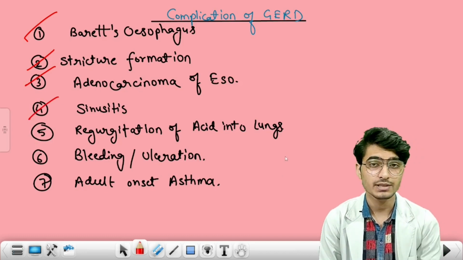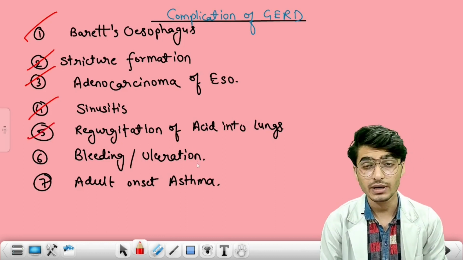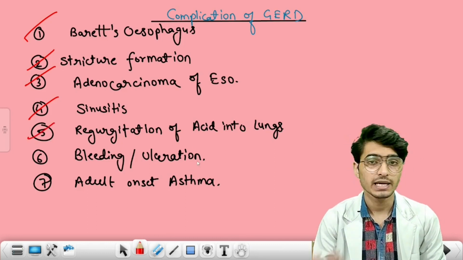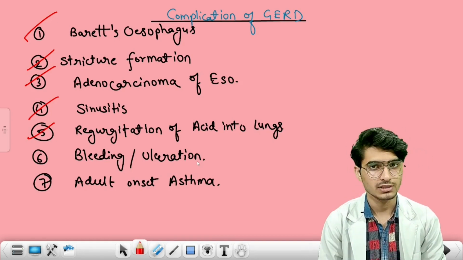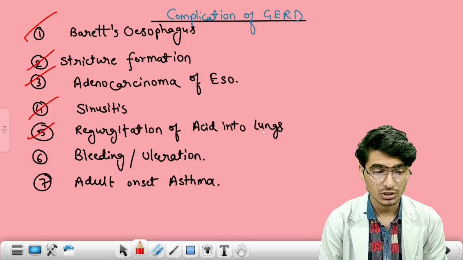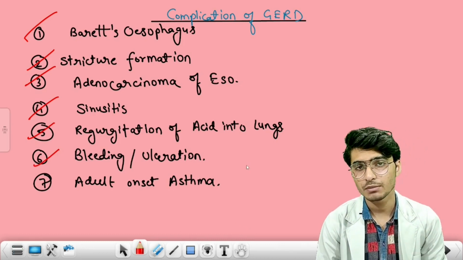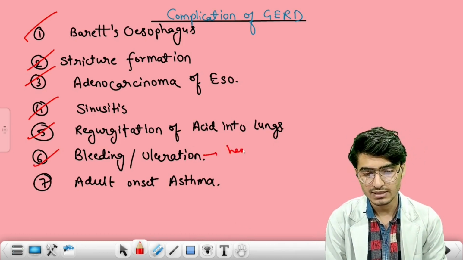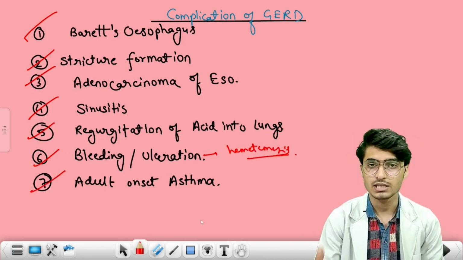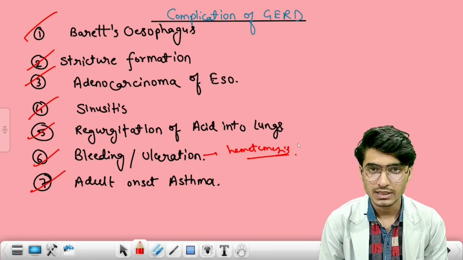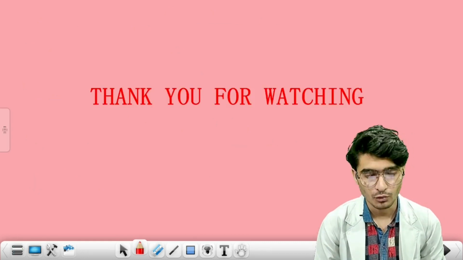And the fourth one is sinusitis. So the fifth complication is the regurgitation of acid into the lungs, right? And that is causing aspiration pneumonia and aspiration pneumonitis, and that can even be further complicated into abscess formation in the lungs, and that is the fifth complication. And the sixth one is bleeding and ulceration of the esophagus, and that will result in hematemesis. And the seventh complication can be adult onset asthma, which may be associated with eosinophilia, right? So this is what the complications of GERD are.